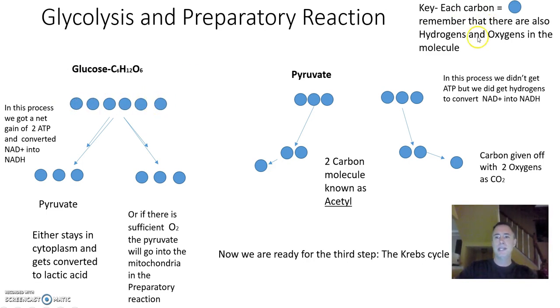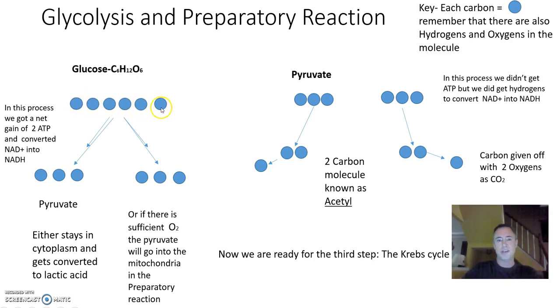spheres. Okay? But remember, even though I'm showing the blue spheres, we also have to remember that there are hydrogens and oxygens still within the molecule. It's just that it makes it kind of overcrowded if we follow everything. So we're just going to follow the carbons, but we still need to be aware of what's happening to the hydrogens and oxygens, especially those hydrogens. Okay, anyway, we started with glucose, a 6-carbon molecule.